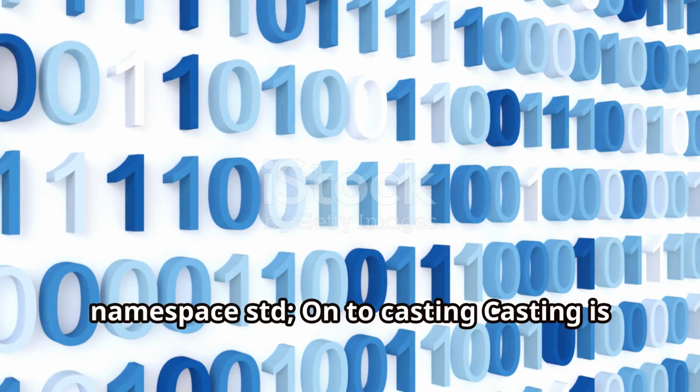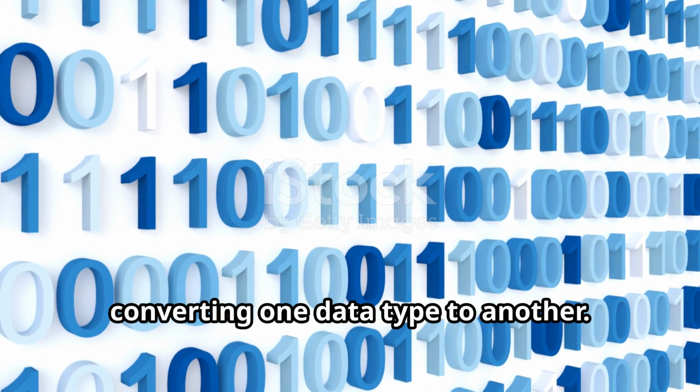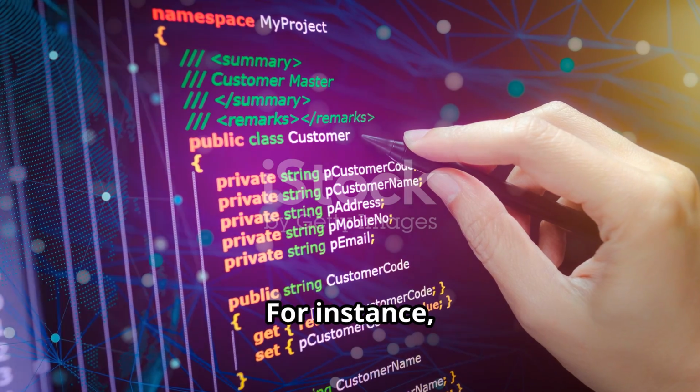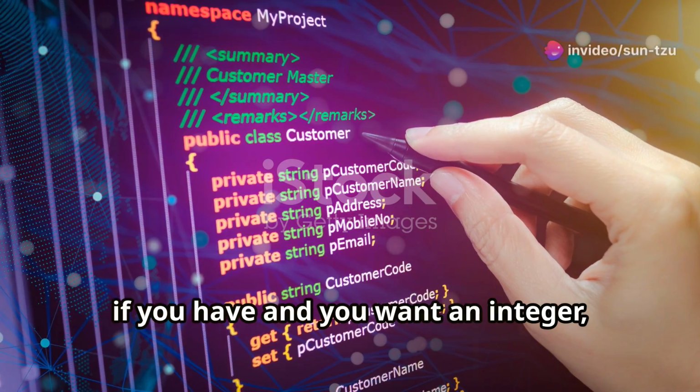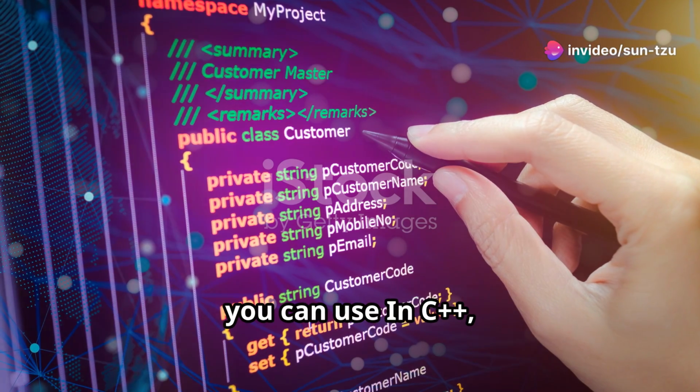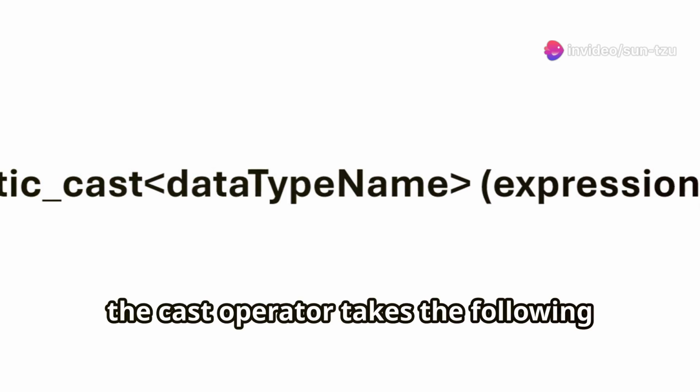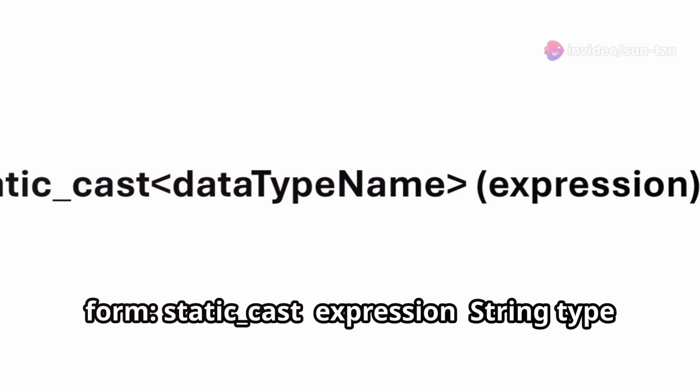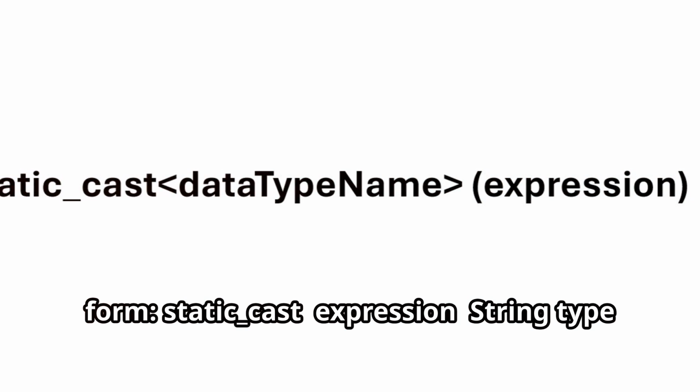On to casting. Casting is converting one data type to another. For instance, if you have a double and you want an integer, you can use a cast. In C++, the cast operator takes the following form: static_cast<type>(expression).